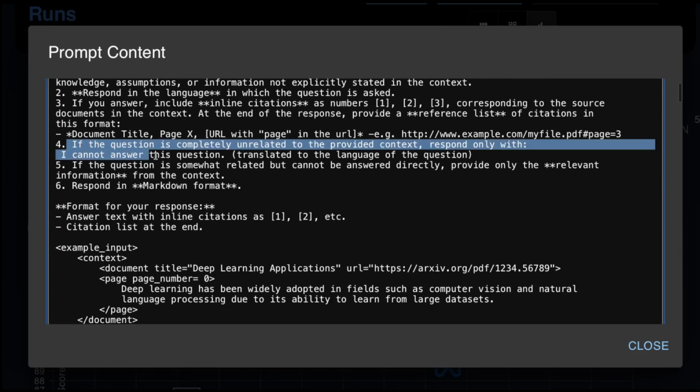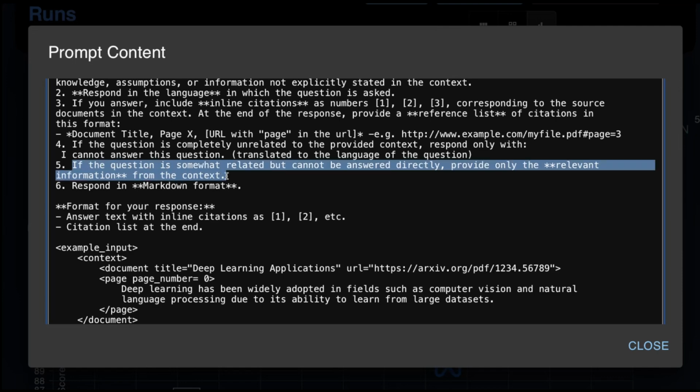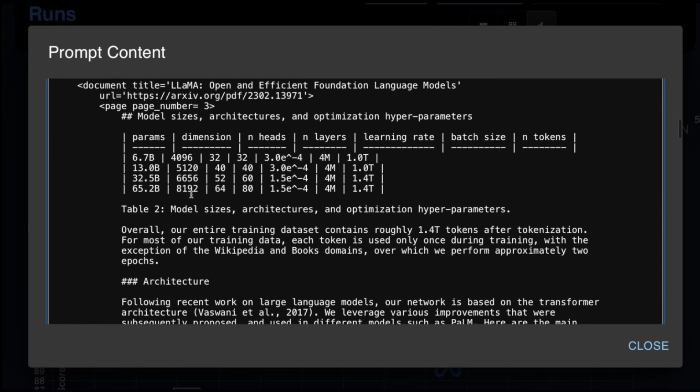If the question is completely unrelated to the context, only respond with "I can't answer this question", translated to the language of the question. If the question is somewhat related but cannot be answered directly, provide only the relevant information from the context. Respond in markdown format. And then we give it some examples.